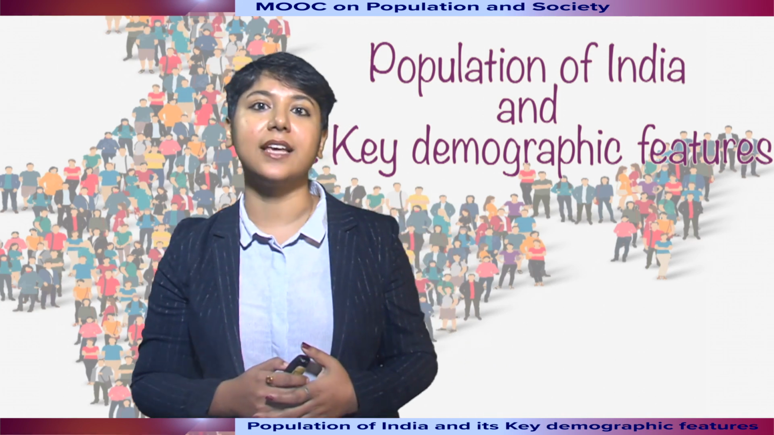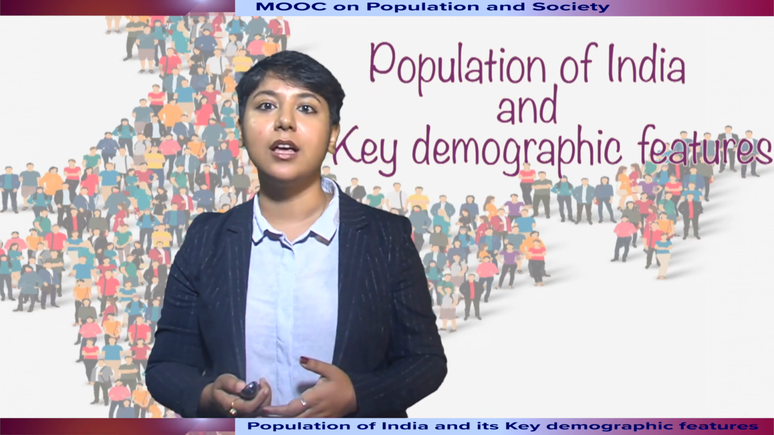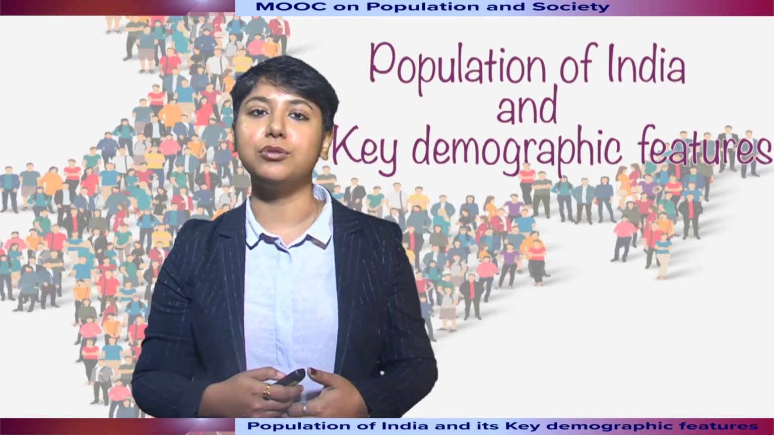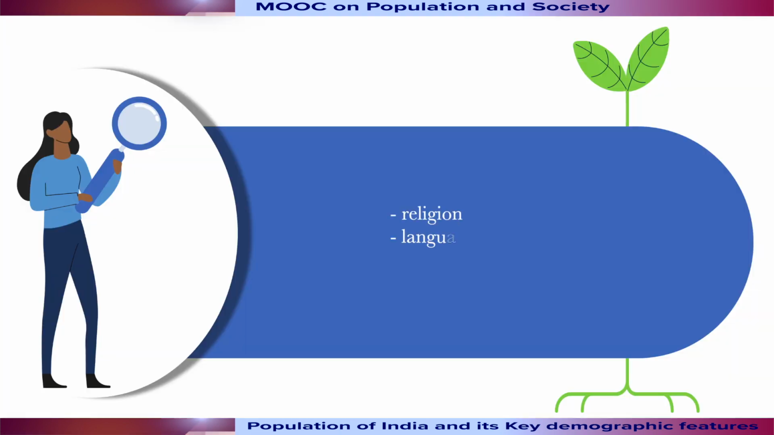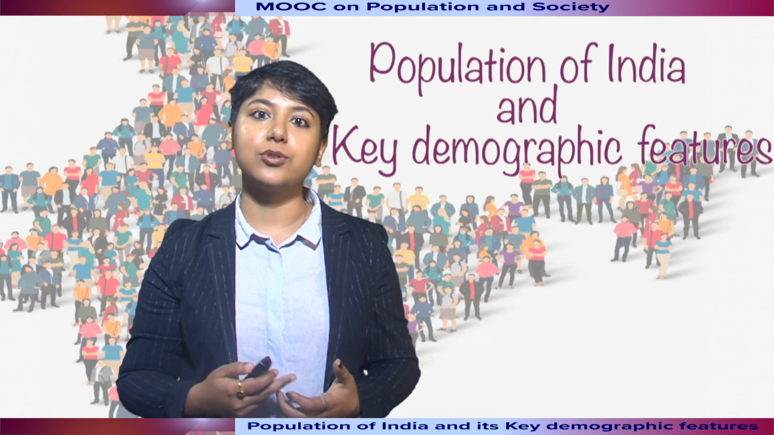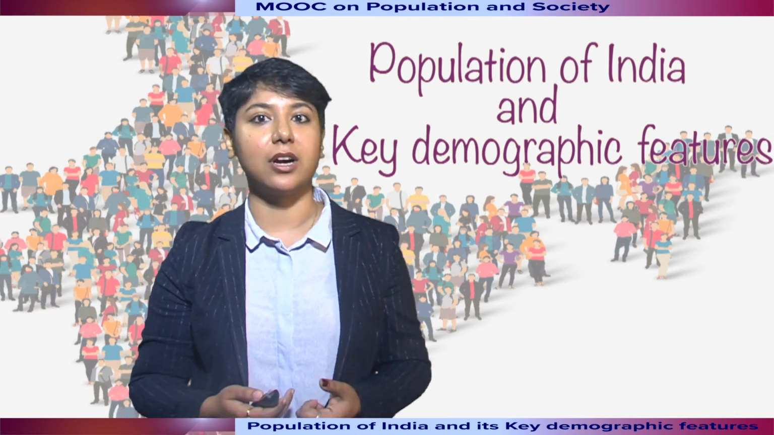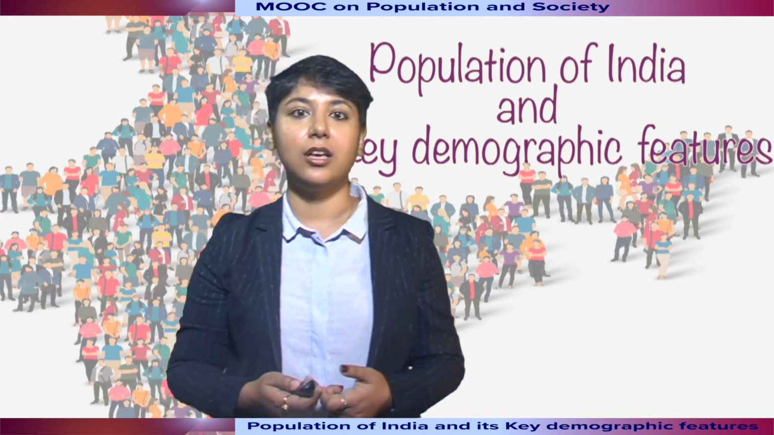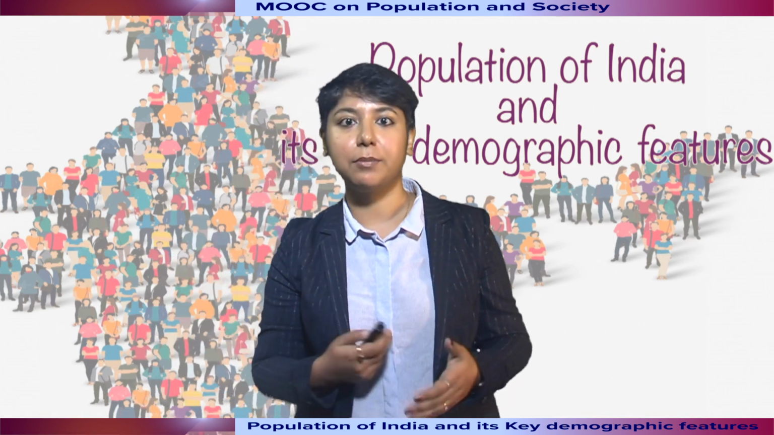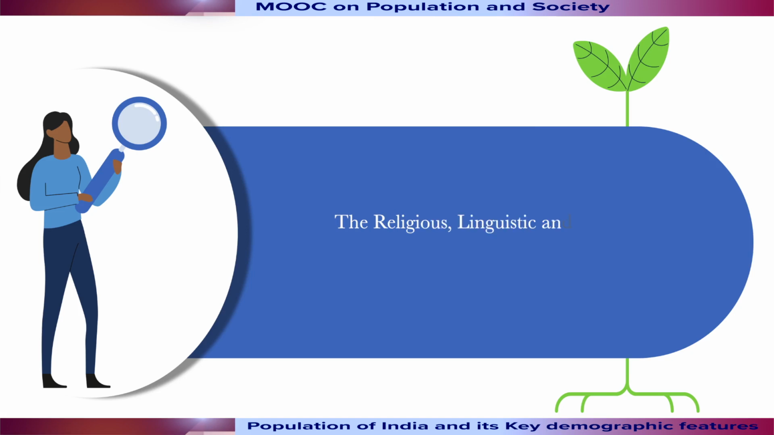Apart from age and sex, which are biological characteristics, population can be further divided into subgroups based on religion, language, caste, ethnicity, etc., which reflect the socio-cultural fabric of a nation and have significant impact on the demographic structure and distribution of a nation. So in the next section, we'll be talking about the religious, linguistic, and caste composition of the Indian population.